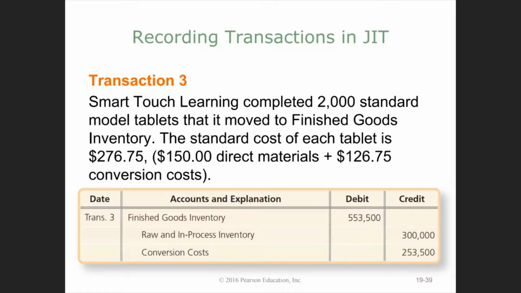And then we've got in transaction 3, Smart Touch Learning completed 2,000 standard model tablets that it moved to finished goods inventory. The standard cost of each tablet is $276.75. That is $150 in direct materials plus $126.75 in conversion cost. So we're going to debit our finished goods inventory and credit raw and in-process inventory, and we're going to credit our conversion cost.